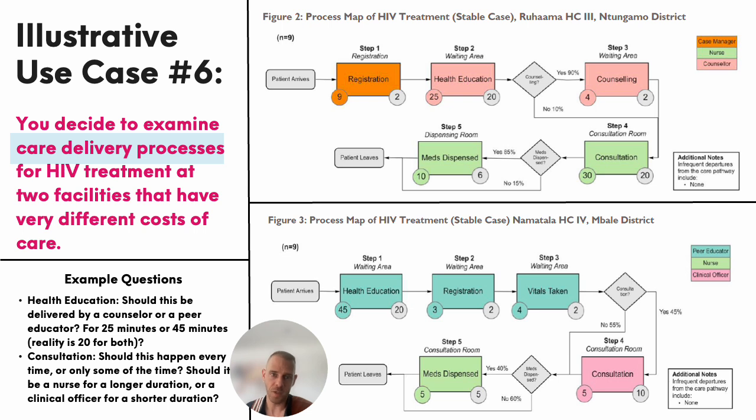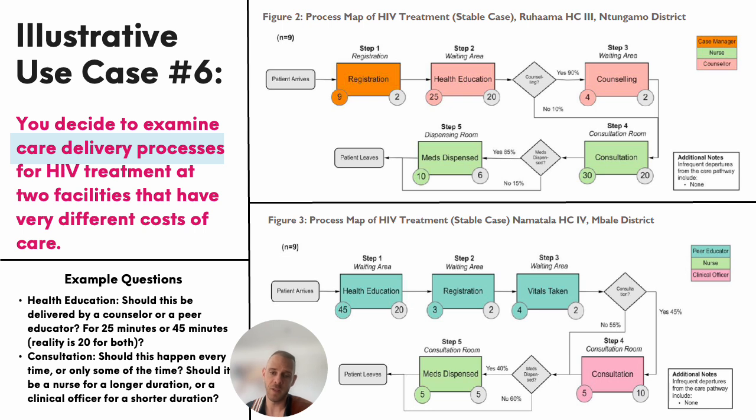And then for the consultation component, which in the top figure is represented by step number 4, we can see that this consultation happens every visit, and it's done by a nurse, and the target duration is 30 minutes, although that's what's represented in the bottom left-hand bubble, but it typically actually lasts for 20 minutes. That's what's shown in the bottom right-hand bubble. And we could compare this to what we see in the bottom graph here, which is that in the bottom graph, consultations actually skipped over half of the time. 55% of the time, there's no consultation.